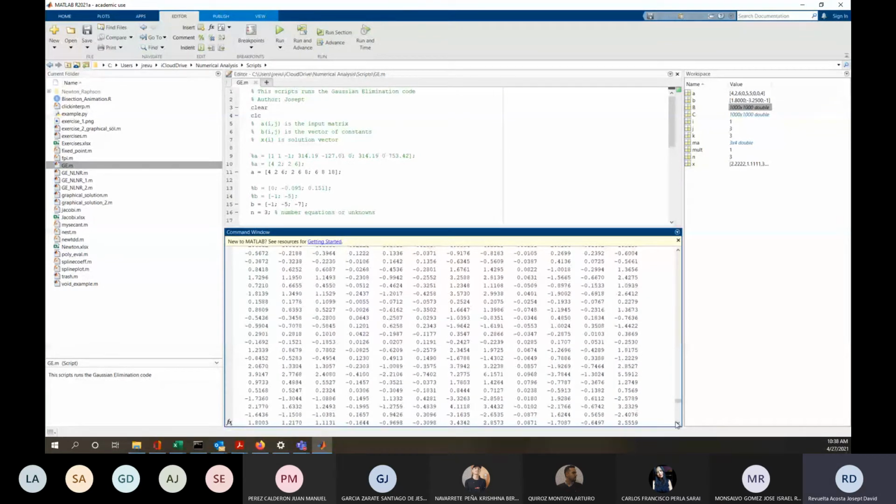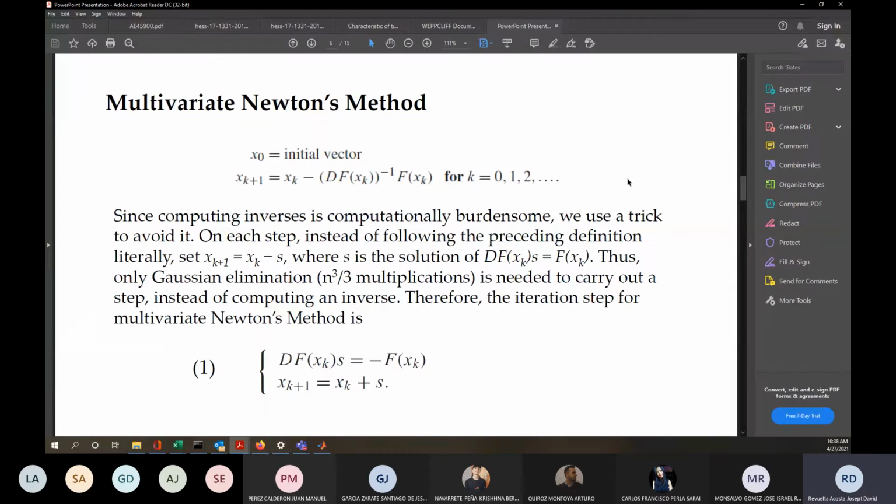Okay, but let's go back to the presentation. That's why we avoid computing the inverse, because it is computationally burdensome. So what we're going to do is set x k plus 1 equals x k minus s, where s is the solution of the Jacobian times s equals f of x k, which is very straightforward, and we can do it with the code we already developed. So in general, the iteration step for the multivariate Newton method is to solve this for s and then add it to the current value x k to obtain the new iteration.